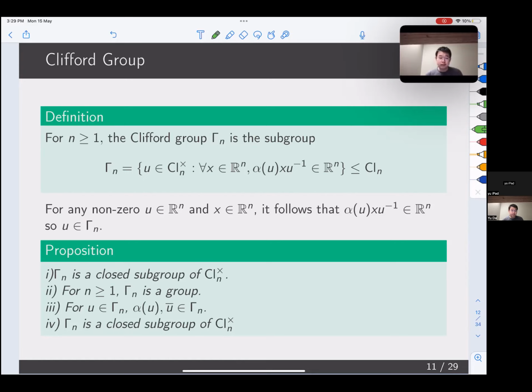We also have some really nice properties of Gamma_n. It is a closed subgroup of Cl_n^x. And if we have u in Gamma_n, then alpha(u) and the conjugate of u are also in Gamma_n.